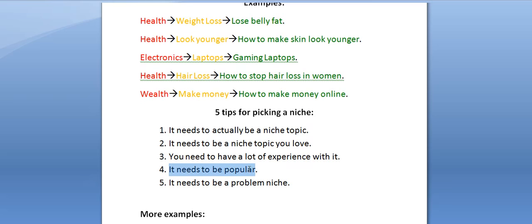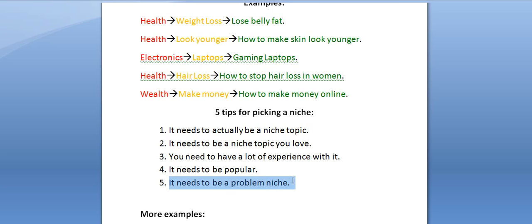Now, the fourth part is it needs to be popular. There's people that pick out topics that are very often not popular, things that hardly anybody knows about. And the thing is, you need to have a popular topic because popular topics have a lot of audiences in them, and a lot of audiences means that they will probably want to buy from you. So, for example, a topic like how to stop hair loss in women. This is a huge topic that has millions of audiences involved in it. Gaming laptops, people. Basically, these 5 markets that I listed right now have millions and millions of people that are interested in this kind of stuff. So try to pick something that is a very popular topic.